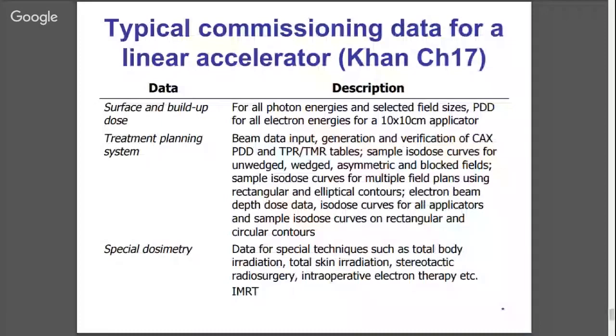And we need to perform calculations in geometries that maybe we haven't measured, and then make further measurements and check that measurement and calculation match. Okay. We also need to do commissioning measurements for all the special techniques we might use. So these days, of course, this includes things like VMAT, IMRT, stereotactic body radiotherapy, which might use quite small fields, for example, and small field dosimetry is an area which requires a whole new set of commissioning measurements.